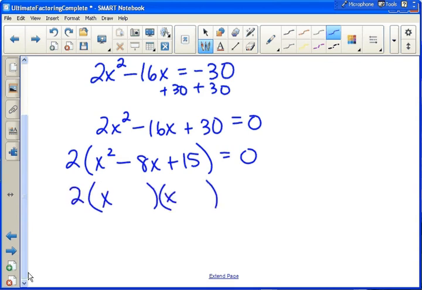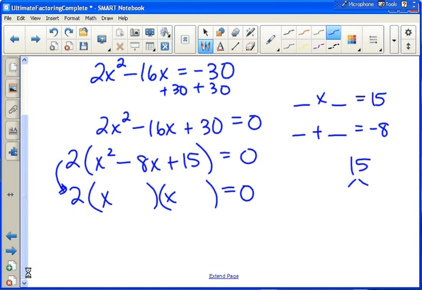And I need to find things that multiply to be 15 and things that add up to negative 8. So that would be, let's see, 15 can be 1 and 15 or 3 and 5. So a negative 3 and a negative 5 adds up to a negative 8. A negative 3 times a negative 5 multiplies to be positive 15. So both of those work. X minus 3 and x minus 5.